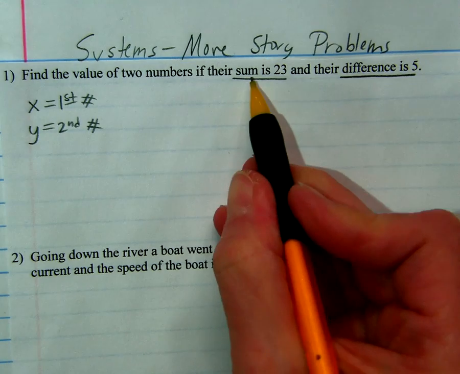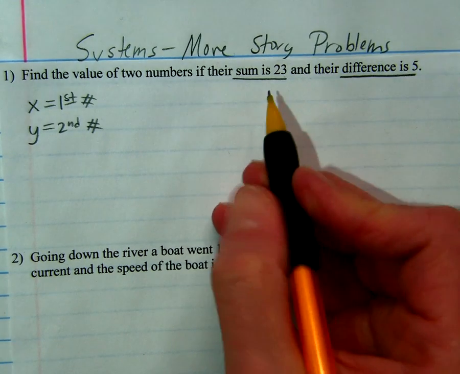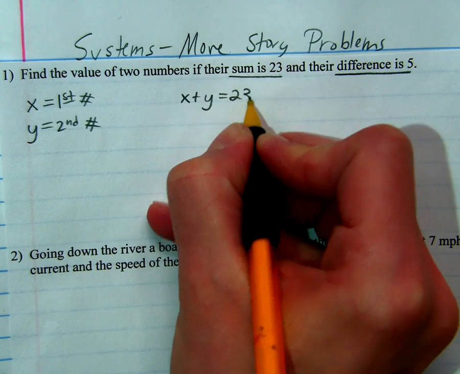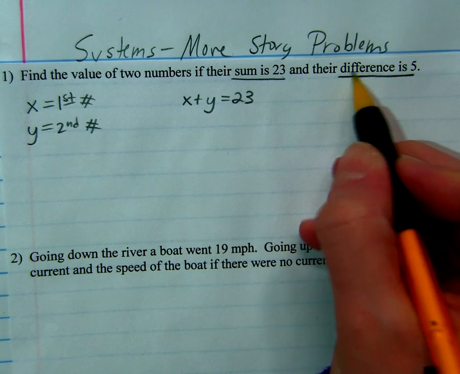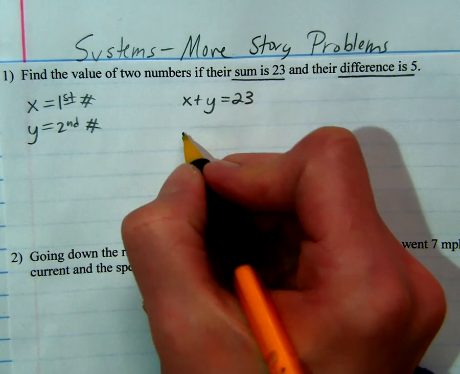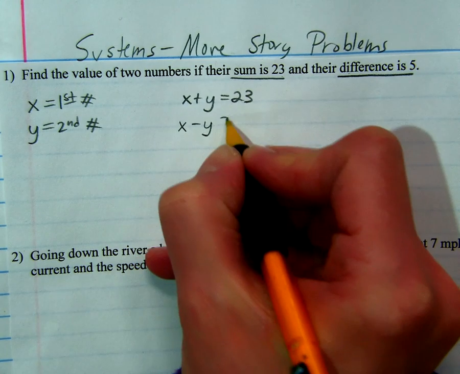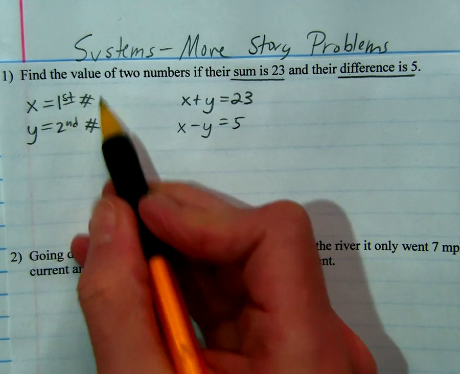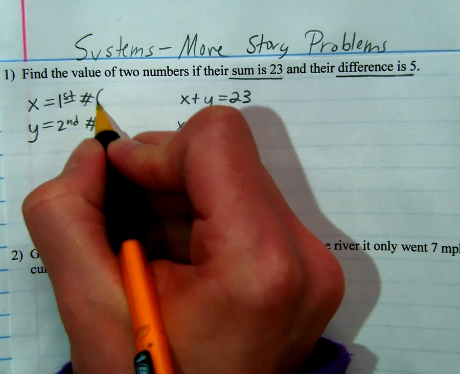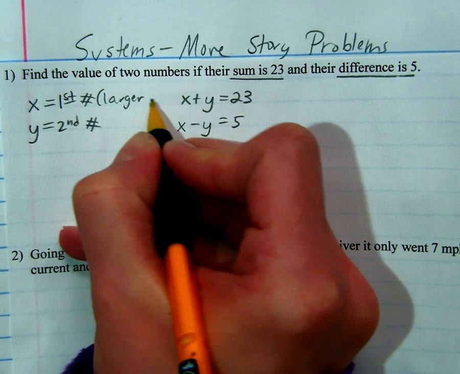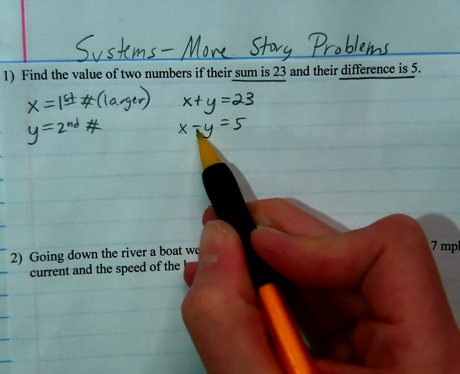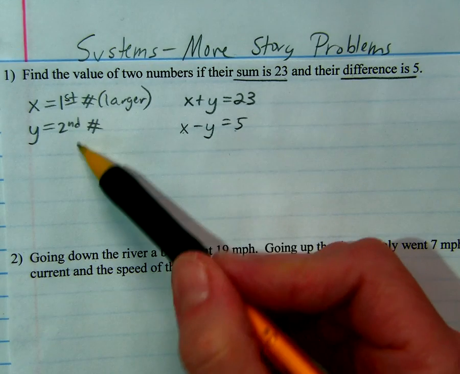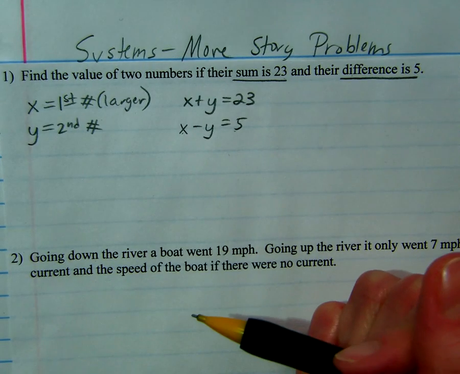Okay, so it says the sum is 23. Sum means we're adding them. That means x plus y is 23. Their difference is 5 means that you're going to subtract them. x minus y equals 5. So the way that I've set this up, the x must be the larger number. So next to the first number, you could also put that it's the larger number, because when I subtracted them, I got 5. It doesn't really matter because we just used 2 arbitrary variables.